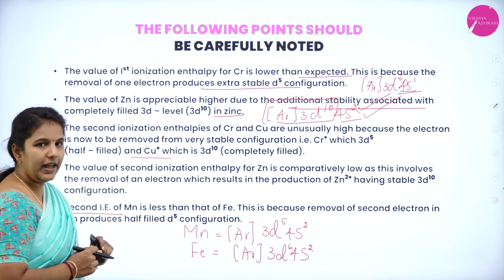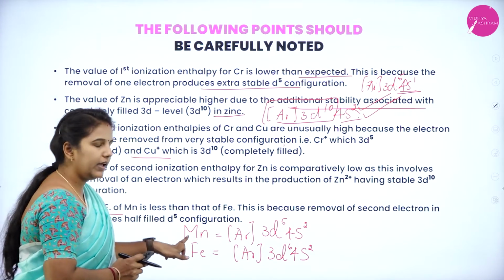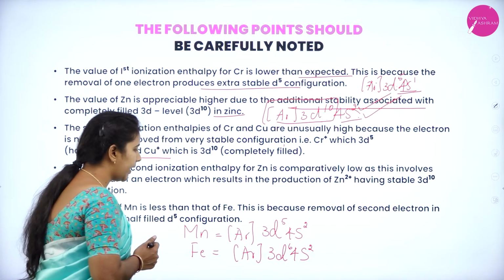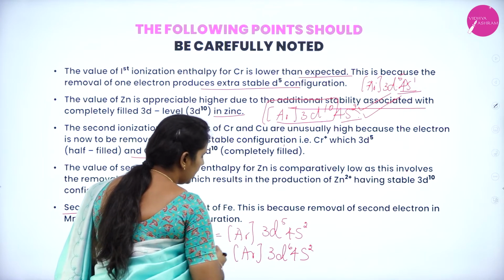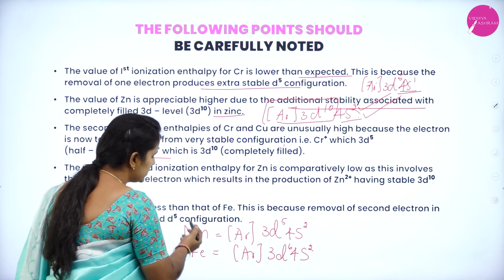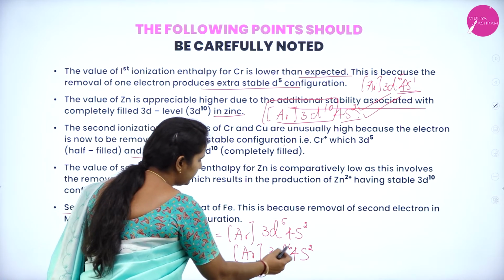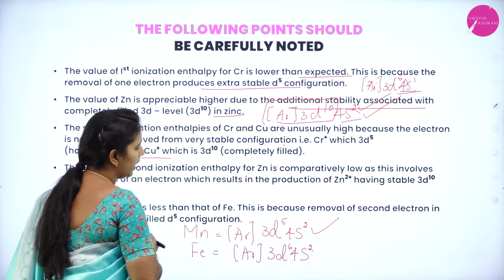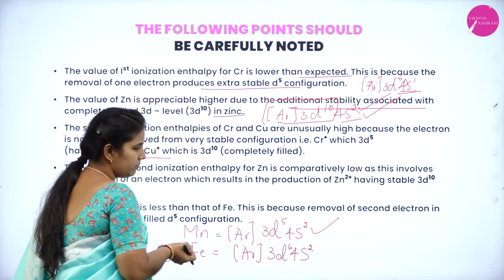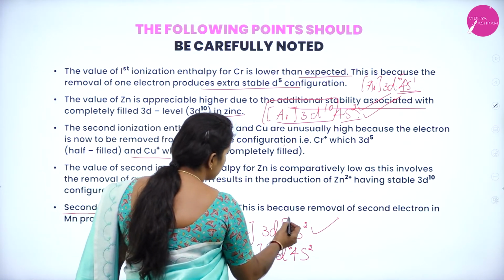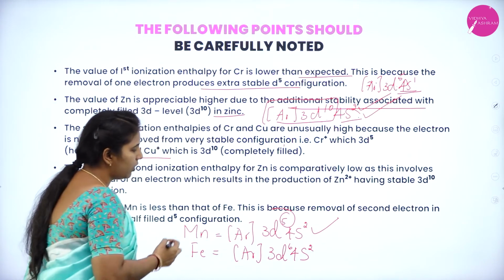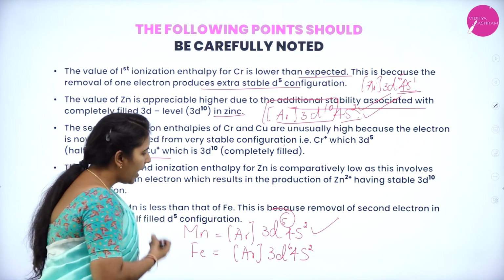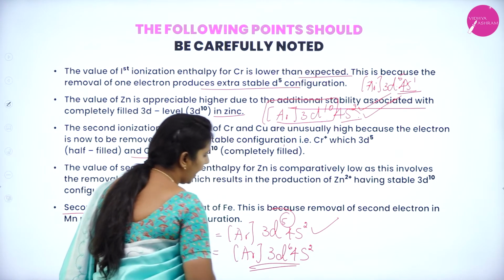When you look into the electronic configurations of manganese and iron, the electronic configuration of manganese is argon 3d5 4s2. Similarly for iron, it is argon 3d6 4s2. So if you first remove one electron from the 4s, there is still one more electron, so it can be released easily. But if you want to remove the electron present in the 3d, it requires higher energy compared with iron.